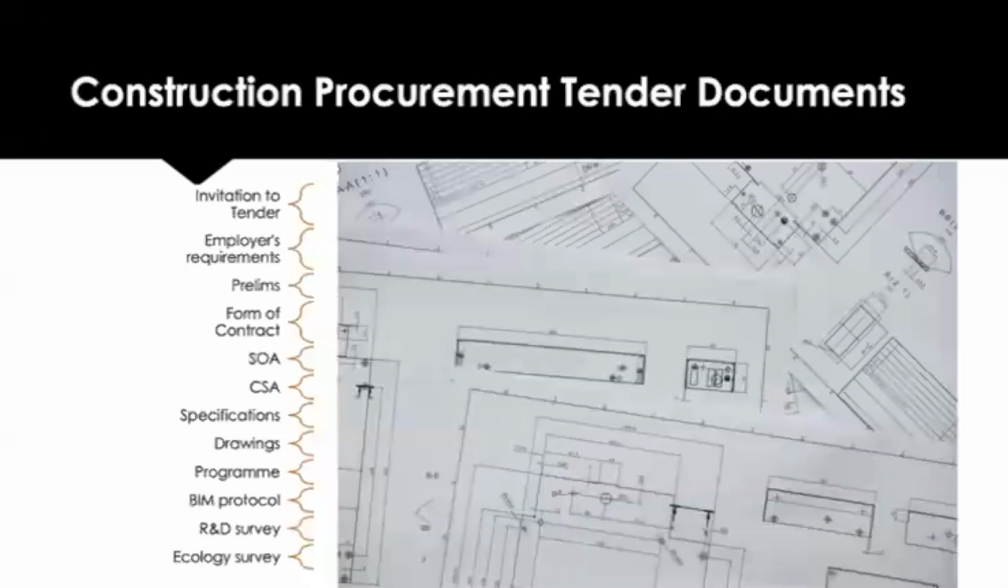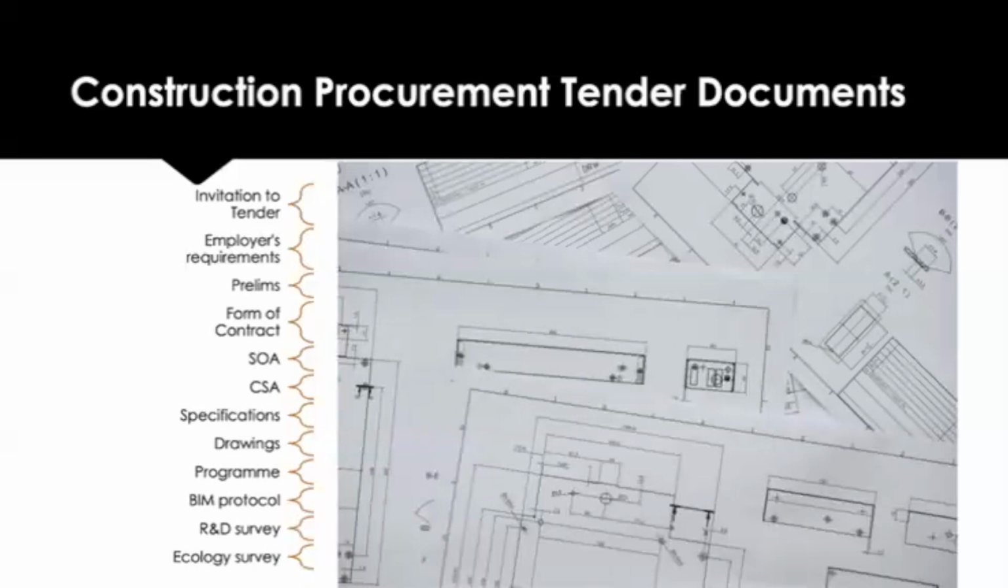Now, in terms of the tender documents, when we go out to tender, there's a lot more drawings and schedules and things like that we would probably put into it, more than a typical tender. But you still need an invitation to tender. You still need to specify what your requirements are, when you need it, why you need it, how they should respond. And then you have an employer's requirement.